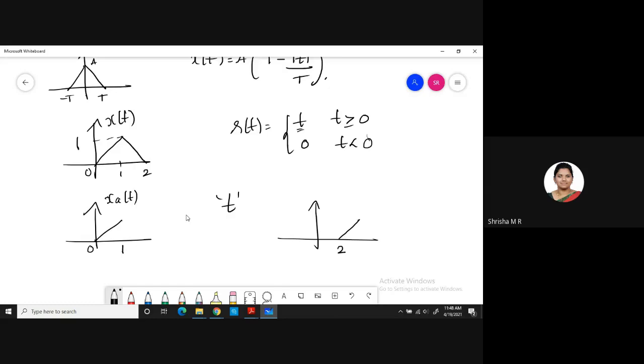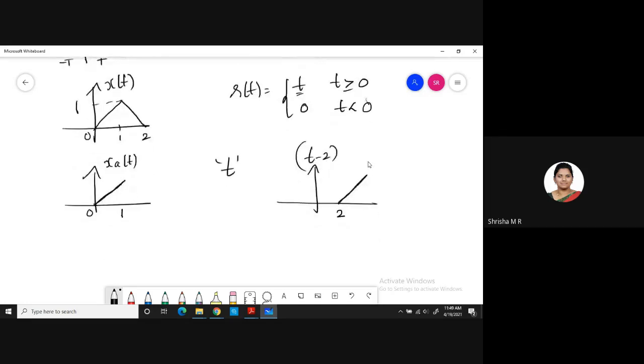Let it start at 2. So what is the equation for this? T plus 2, or t minus 2? Ma'am, but it is rising, it's a positive slope, so it will be t plus 2, I guess. Don't worry about slope. If this equation is t, and this is starting at 2, then it is t minus 2. We shall see about operations of signals, and that time you will get more idea about it. It's just like the unit step signal, so this is u of t. If it starts from 2, what is the equation for this?